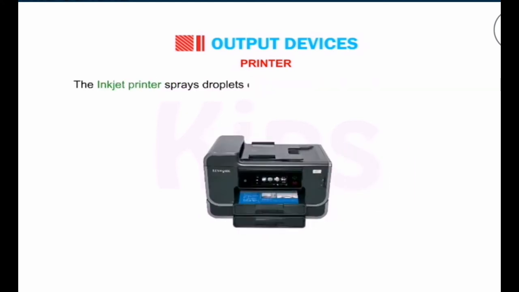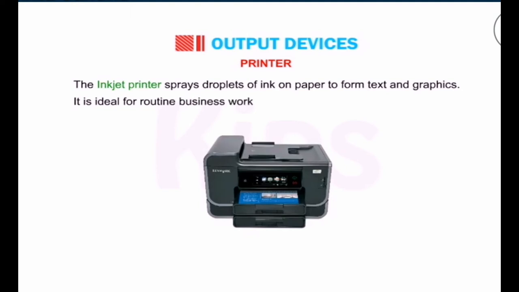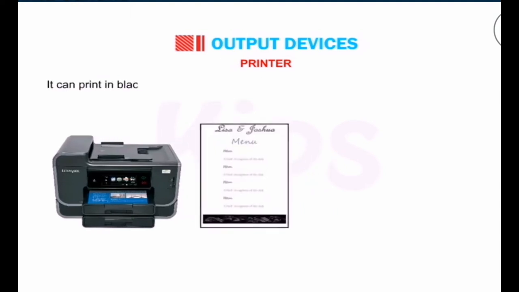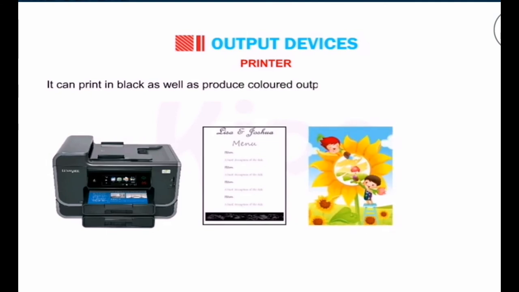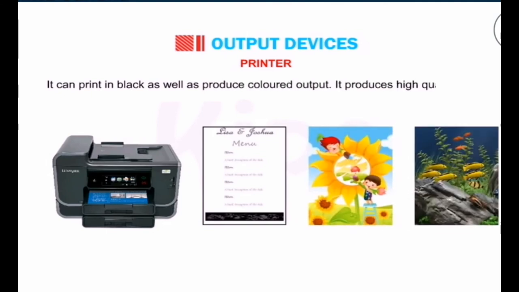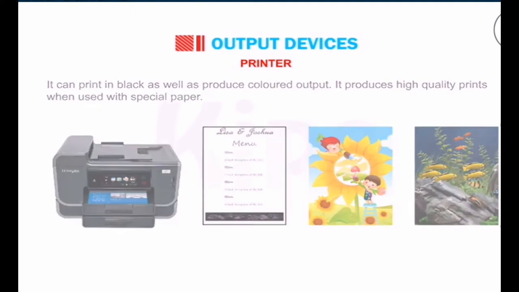Second is the inkjet printer. It sprays droplets of ink on the paper to form text and graphics. It's ideal for business and for personal documents. It can print in black as well as produce colored output. Both in black and white and in color, you will get high quality prints when we use special paper.